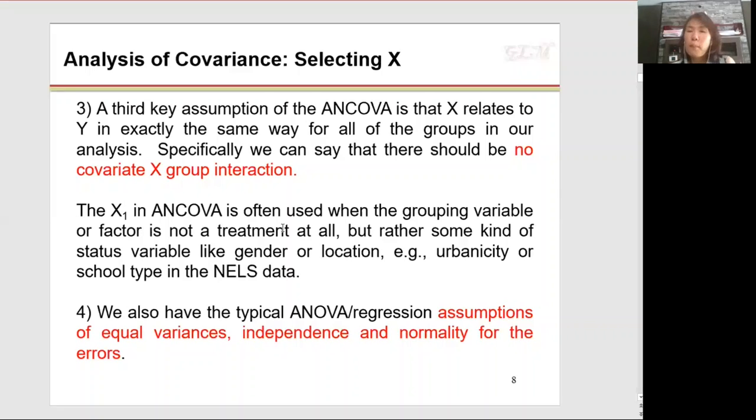So, do you remember the equation for ANCOVA? Y hat equals beta 0 plus beta 1 x1 plus beta 2 x2. This is the ANCOVA model. If you include beta 3, which is the interaction between x1 and x2, then this is a different model, not the ANCOVA model. So one of the assumptions in ANCOVA is that it should not have an interaction effect.